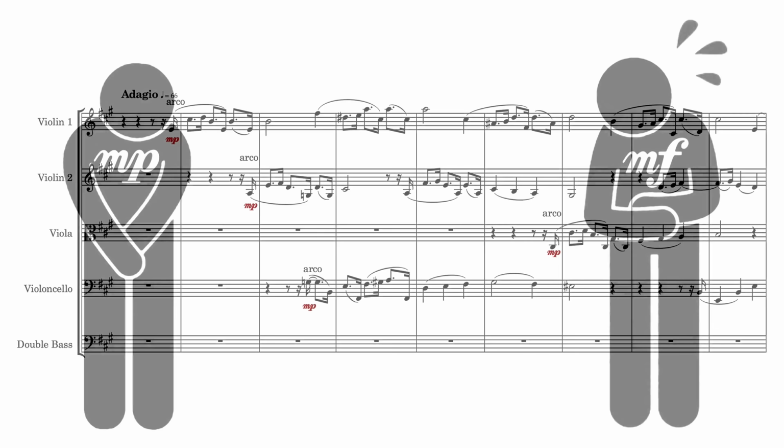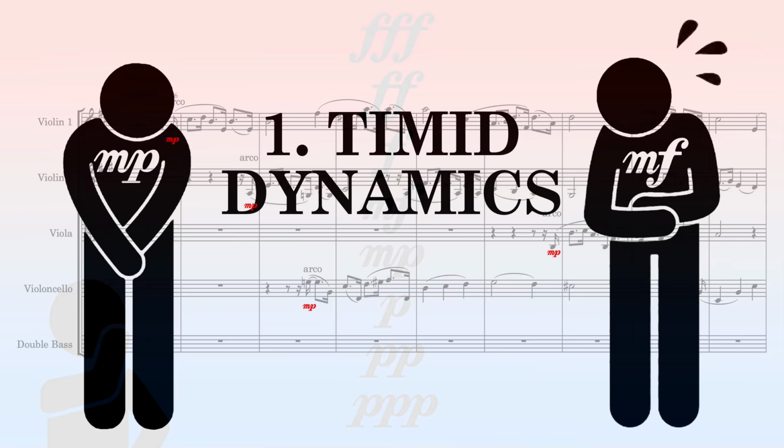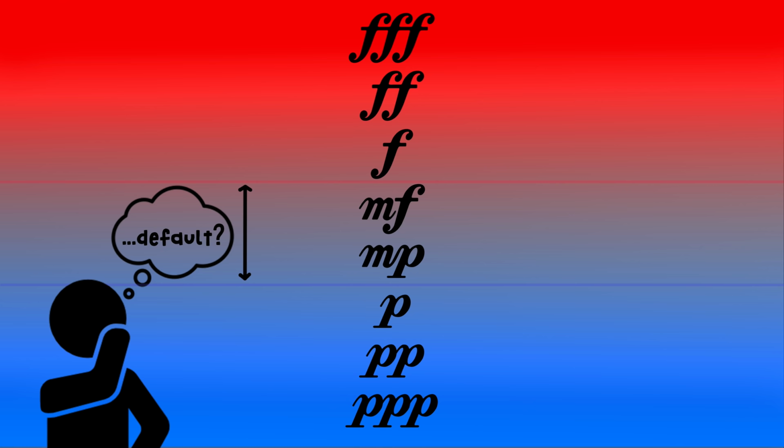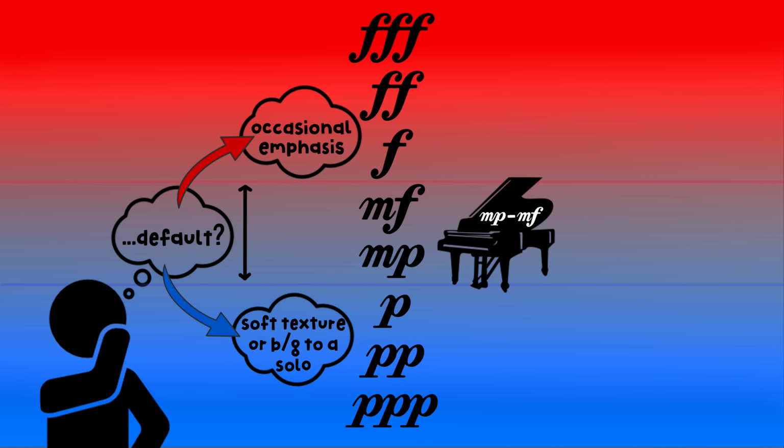Timid dynamics. Timid dynamics occur when you score a lot of mezzo piano and mezzo forte all through your orchestration. This error may be due to thinking of mezzo dynamics as a default level, going louder or softer from there only as a special musical gesture. Sometimes, piano scores have a lot of mezzo dynamics as a matter of course, which sound fine on that instrument. But when you transcribe them onto an orchestra, they tend to flatten out the dynamic level and make things sound kind of dull.